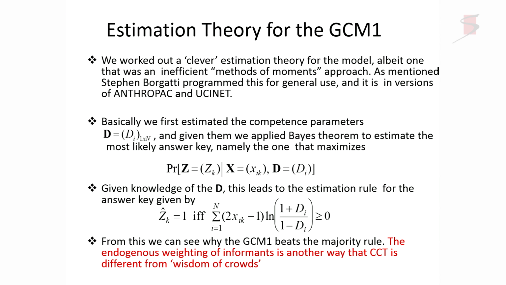And now we have the individual D's, and it works out to be this kind of cute formula that we're going to estimate that the kth question is really true if and only if the sum over informants of twice their response minus 1, which signals 1 if they say true and minus 1 for false, and then there's a weighting, which is the log odds that they're correct. This is a log odds formula. If you take that log odds out of this equation, you have the majority rule. You're just adding up the 1s and 0s. So this is why this thing is doing better than just a majority rule if indeed there are differential competences and so forth. So this is another way in which it differs from wisdom of the crowd.